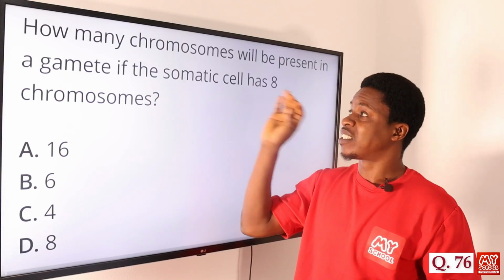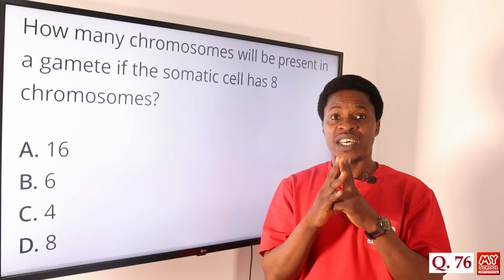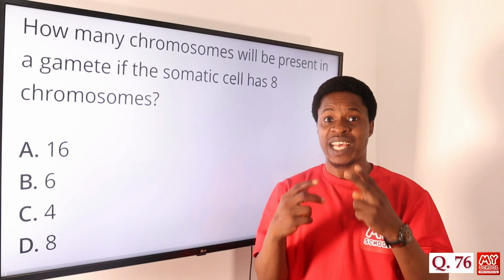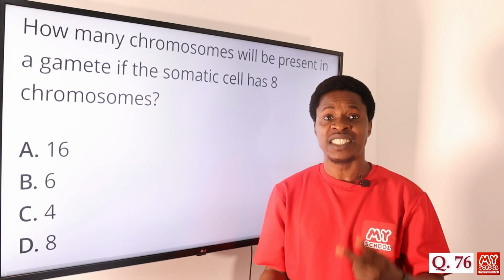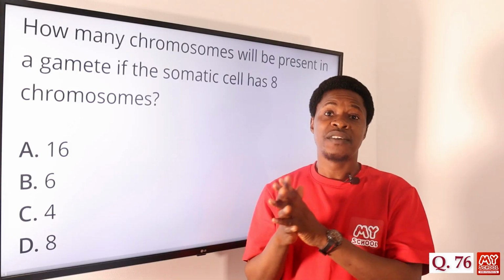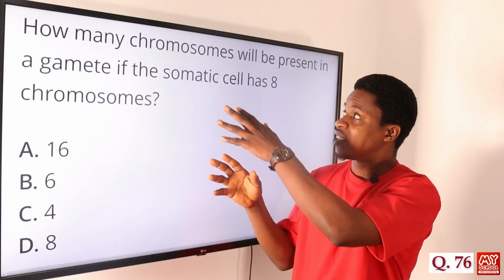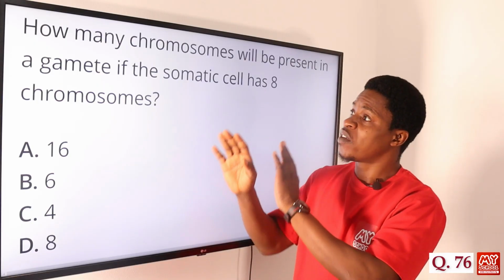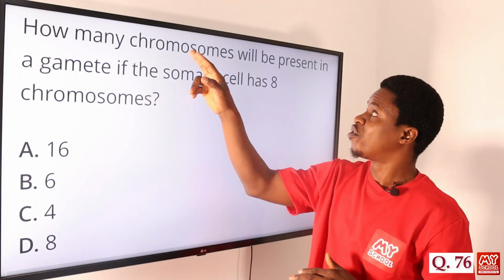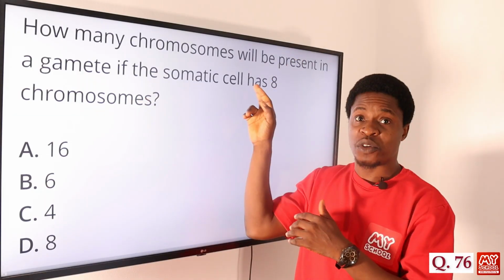Now, we're talking about the somatic cells. Generally, somatic cells have pairs of chromosomes. We call them diploids. When we say diploid, they comprise two sets of chromosomes, one from the father and the second one from the mother. Usually the gametes are half of what the somatic cells have. If the somatic cell has 8 chromosomes, how many chromosomes will be present in the gamete? The gamete is usually half of the chromosomes of the somatic cell.